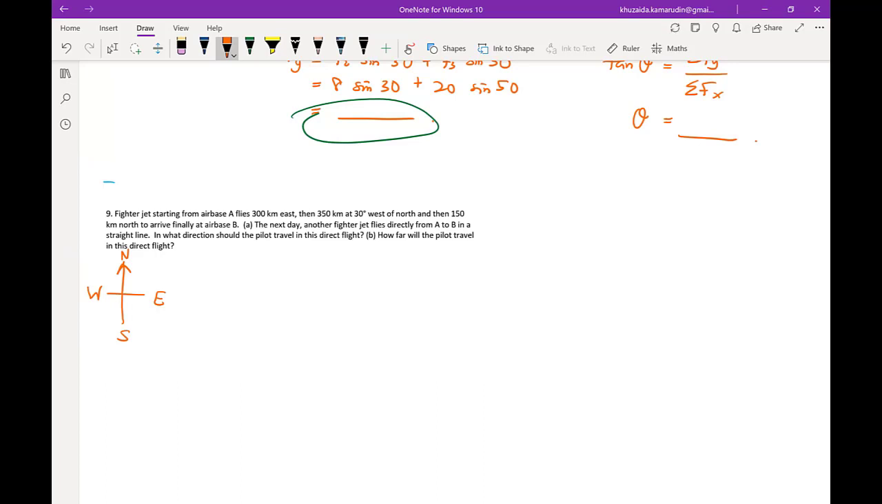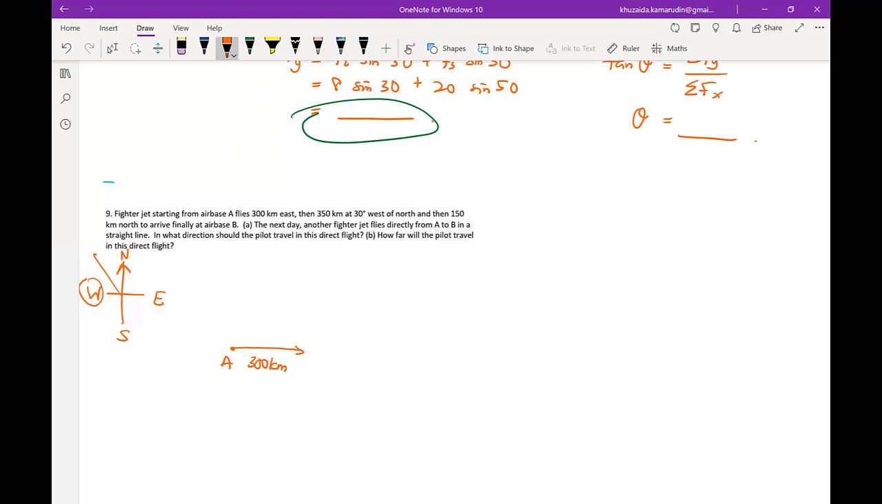Okay, so let's read the question. Fighter jet starting from base A flies 300 km east. So kita buat direction. Okay, the starting daripada base A. So point A dekat sini. So bergerak sebanyak 300 km to the east. Okay, then 350 km at 30 west of north. So 30 west of north maksudnya dia menghala ke west. Okay, dan angle-nya adalah 30 darjah daripada north.